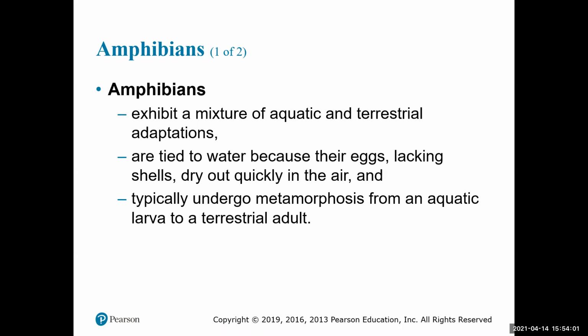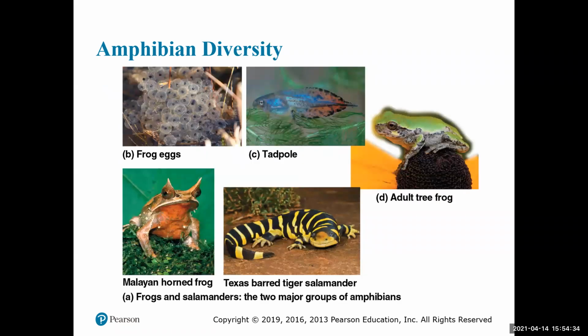This makes sense because amphibians also rely on that aquatic environment, but they do have terrestrial adaptations. While amphibians are tied to water because their eggs don't have shells, and so they have to lay their eggs in water so they don't dry out quickly, they metamorphose and leave that aquatic environment and turn into a terrestrial adult. So they have those two life stages, the aquatic and the terrestrial life stage, that really separates them from a lot of the other groups.